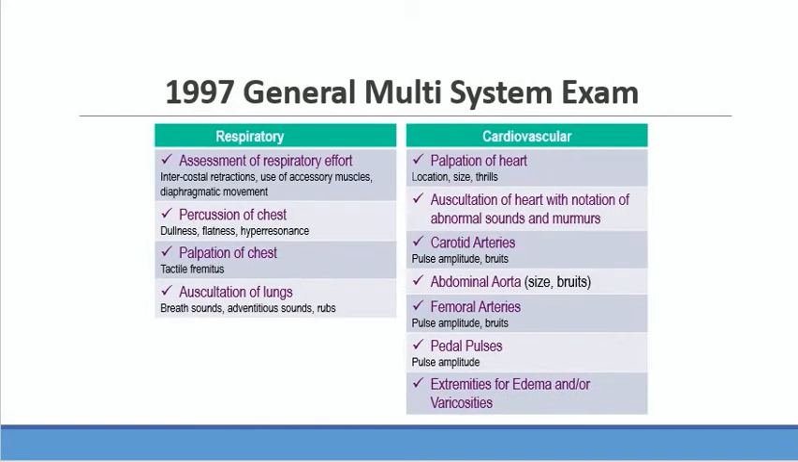The respiratory system contains bullets for assessing the patient's respiratory effort, percussion of the chest, palpation of the chest, and auscultation of the lungs. Cardiovascular bullets include palpation of the heart, which is often documented as PMI or point of maximum impulse, auscultation of the heart, notating any murmurs or abnormal sounds, exam of the carotids, abdominal aorta, femoral and pedal arteries, and examining the extremities for edema and varicosities.